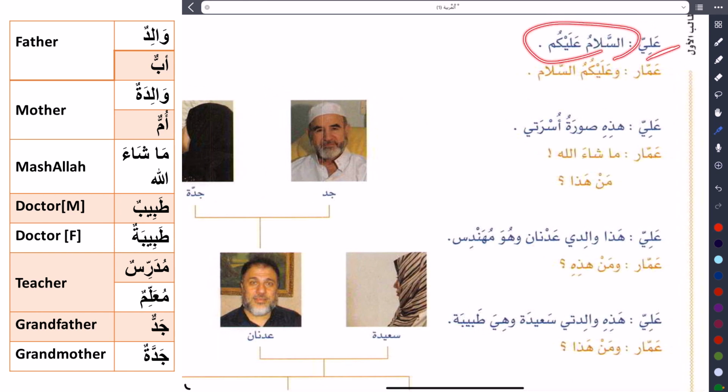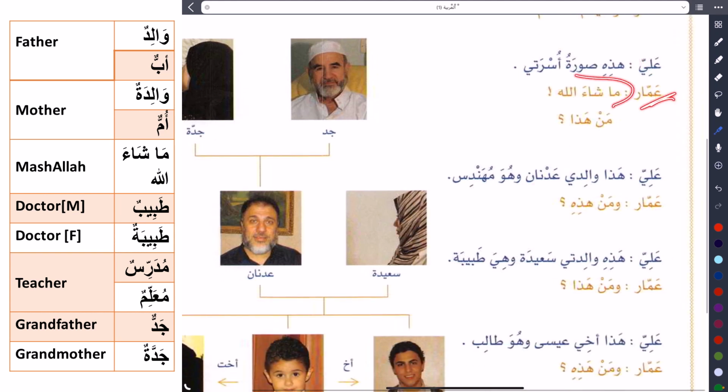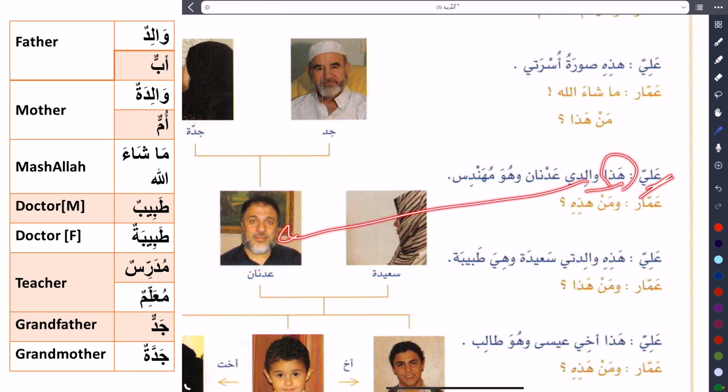Ali says Assalamu alaikum. Ammar says Wa alaikum assalam. Ali said هذه صورة أسرتي. This is the picture of my family. Ammar says MashaAllah. Oh, great. Who is this? Man هذا. So he points to one of these pictures and asks about it. Man هذا? Ali said هذا والدي. This is my father Adnan. His name is Adnan and he is an engineer.